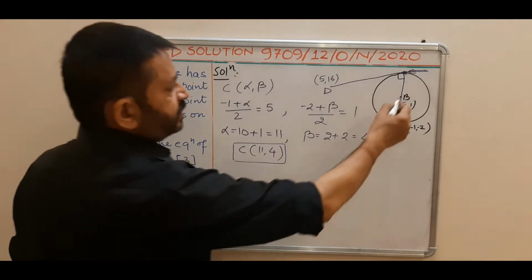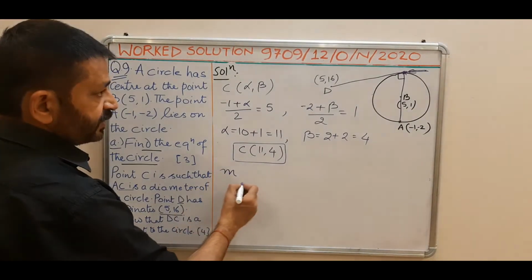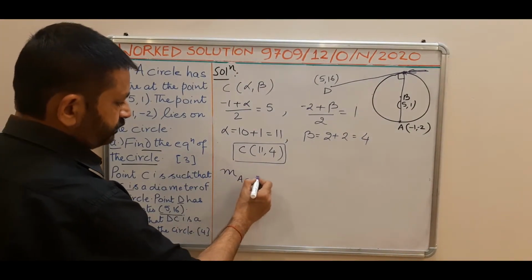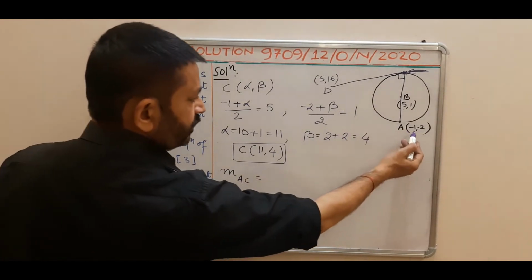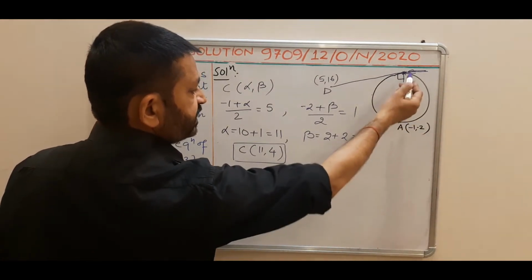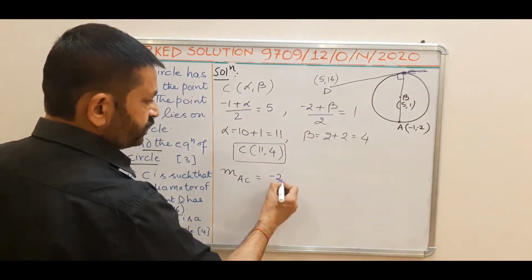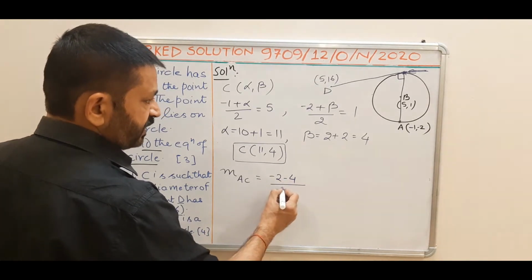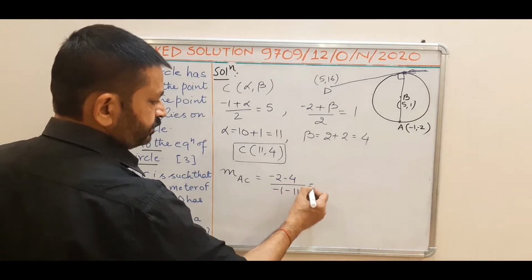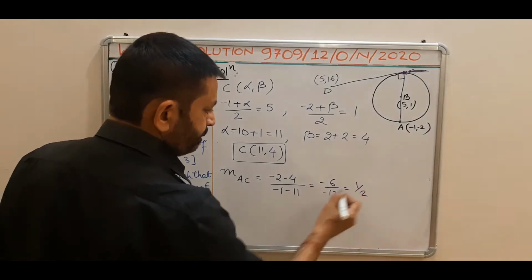Right. So now we have C. We'll find the slope of AC. What will be the slope of AC? A is (-1, -2), and C is (11, 4). So y2 minus y1, that is 4 minus (-2), upon x2 minus x1, 12, that is 6 upon 12, which is 1 by 2.